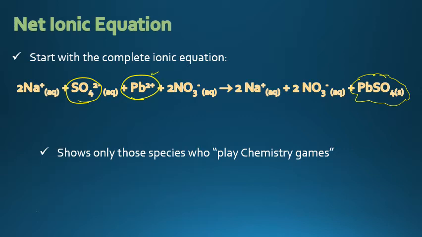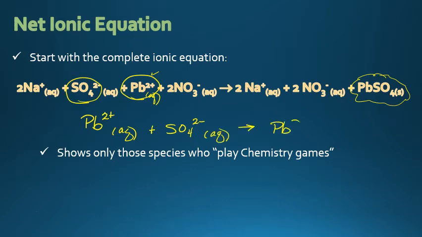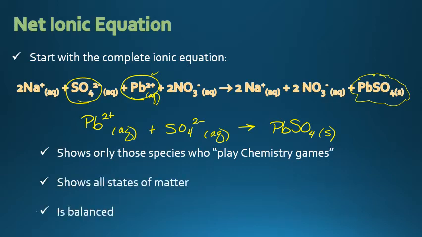Well, you have to start with the cation because it's always better to be positive. So Pb2+, and that should be aqueous, plus SO4 2-, and that one's also aqueous. And that's going to yield our product, PbSO4 solid. Ladies and gentlemen, you are done with the net. Don't forget to include all states of matter and make sure it's balanced.